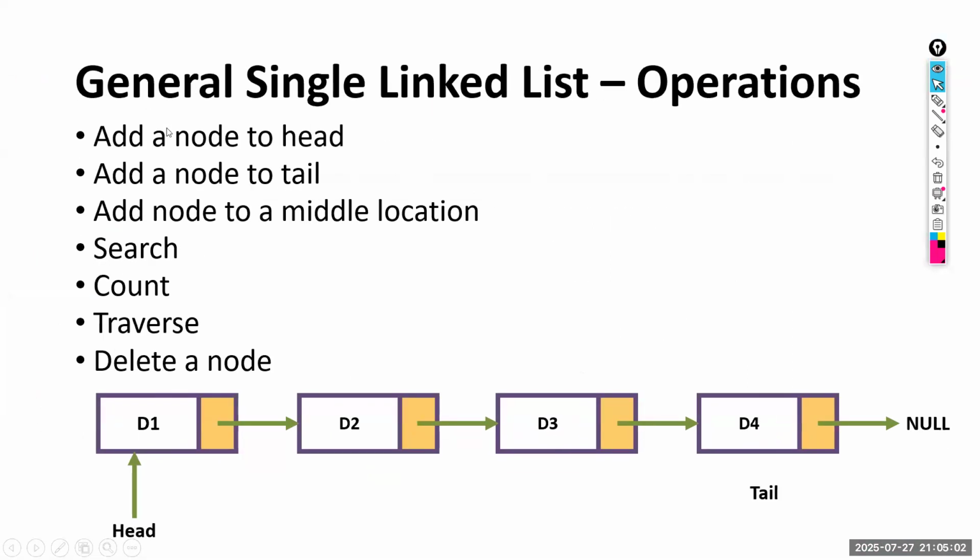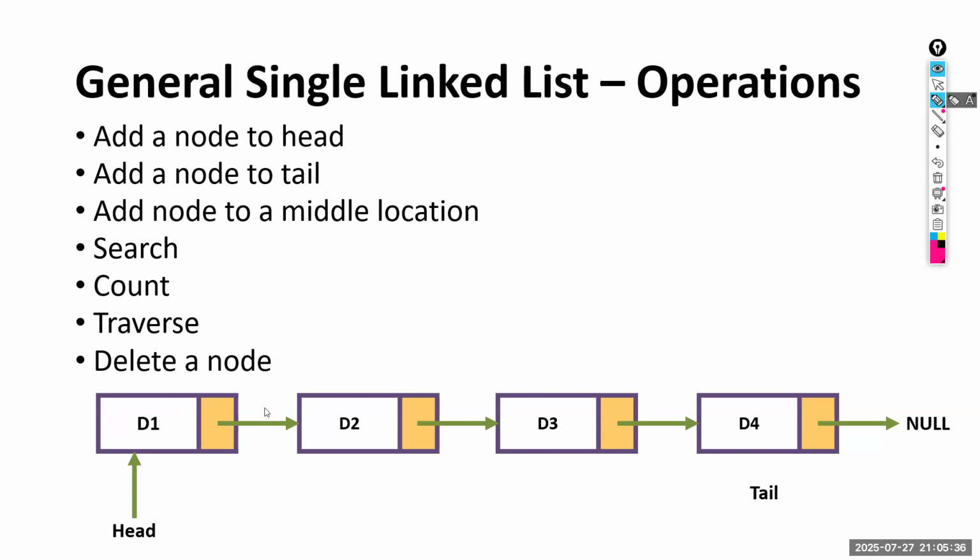So these are the single linked list operations. Add to head, add to tail, add a node to a middle location, search whether particular data is there, like D2 is there, count how many elements are in my linked list, traverse from head to tail, and delete a particular node. You must be able to implement those using Java code or pseudocode, because in the exams they also ask for code.